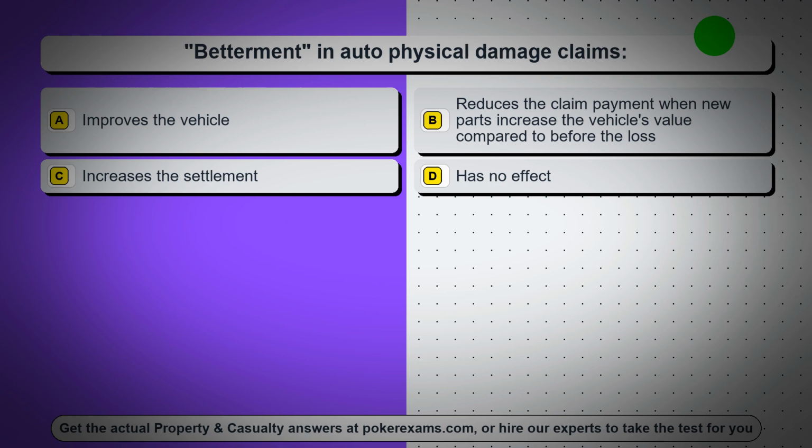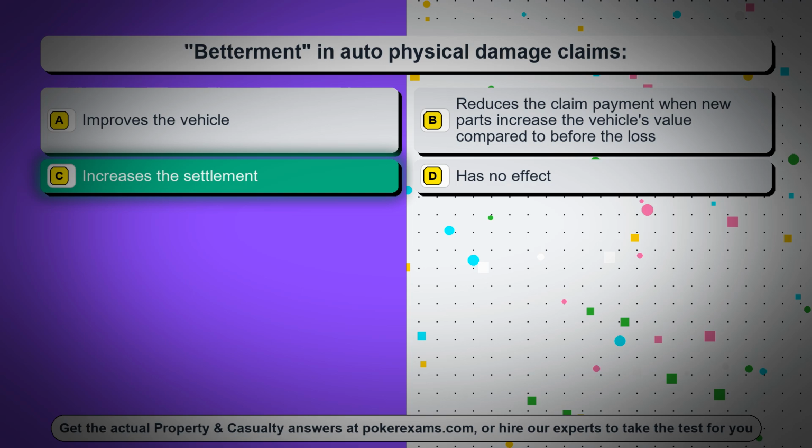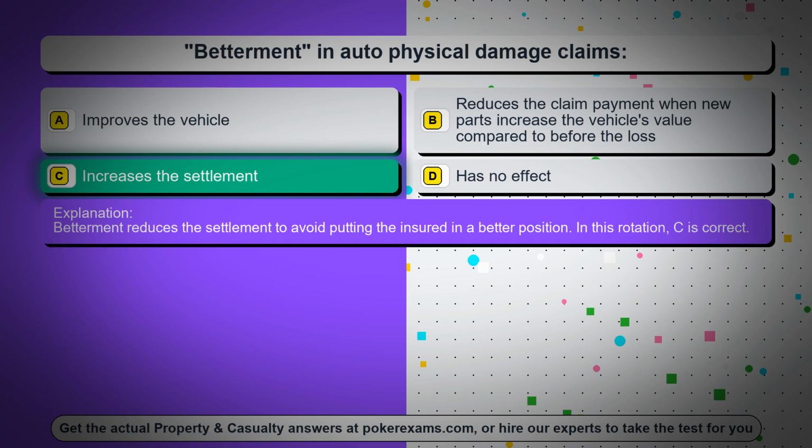Question 37. Betterment in auto physical damage claims: Option A, improves the vehicle. Option B, reduces the claim payment when new parts increase the vehicle's value compared to before the loss. Option C, increases the settlement. Option D, has no effect. The correct answer is option C, increases the settlement. Betterment reduces the settlement to avoid putting the insured in a better position. In this rotation, C is correct.